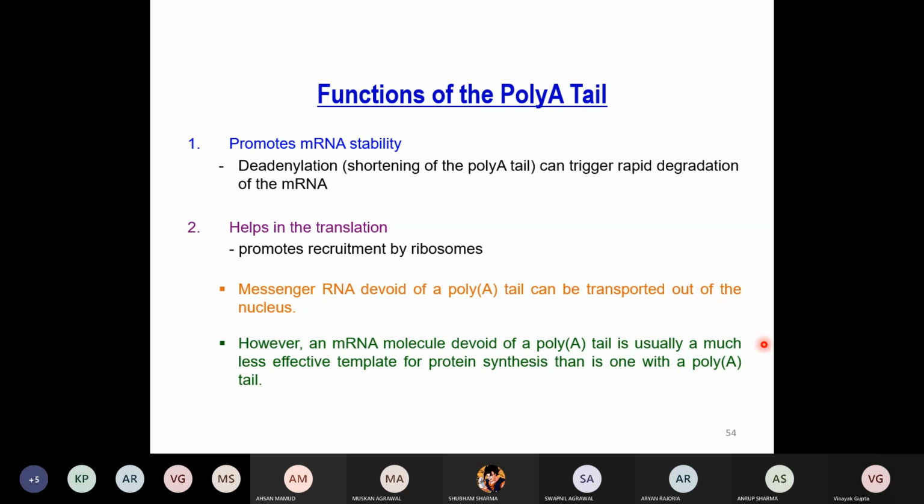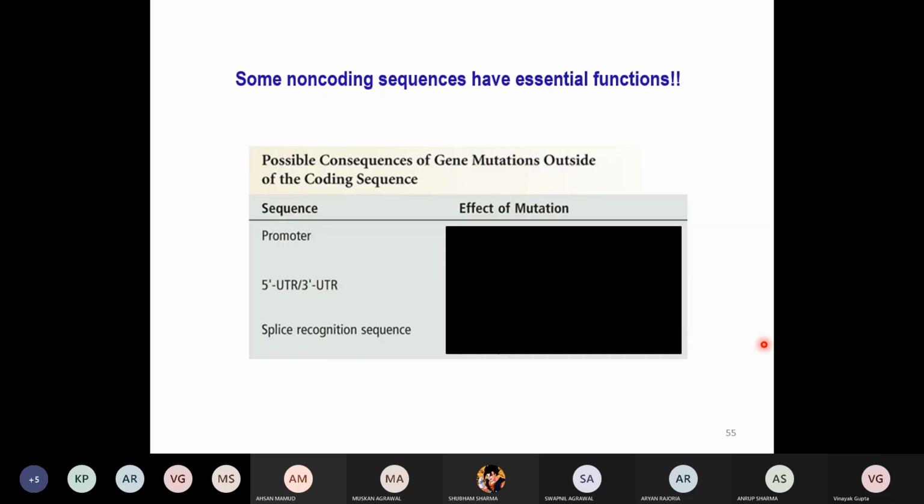No, sir. Okay. So, here I have hidden the possible consequences of gene mutation outside of the coding sequence. Can you tell me, if there is a mutation in the promoter region, what may be the effect? Sir, RNA will not be transcribed. Okay, that is one. And second one is maybe RNA will be transcribed, but at a very low rate. Low rate. Right.